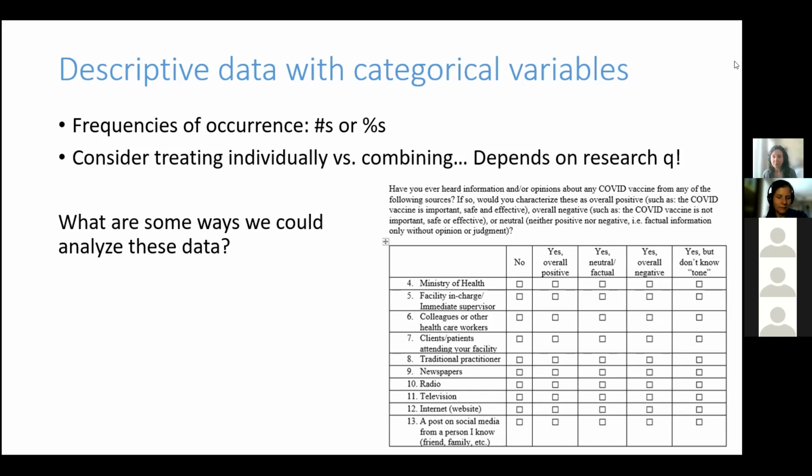Great. So I could go item by item and say, what's the distribution of answers: have you heard or not? And if yes, what tone? I could say, for the Ministry of Health, what percent of people said it was positive versus not, right? So I could go item by item, and even within there, I have options: am I treating all these response options separately, or do I want to group them in some way? What are other research questions I could tackle here?